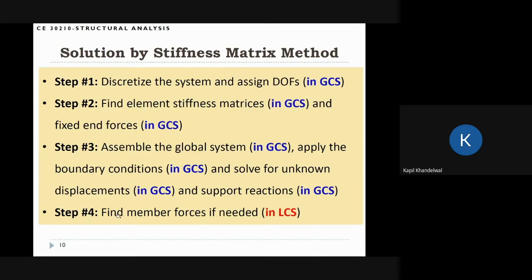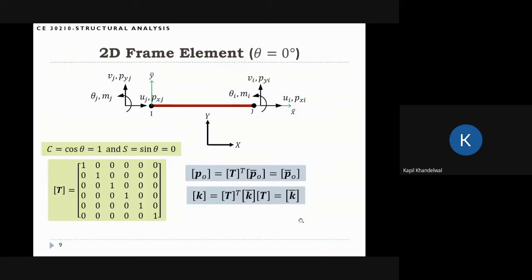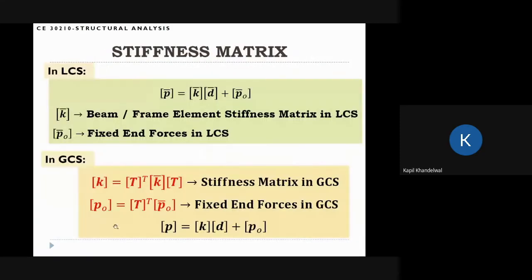The important thing here is that when we are trying to find the member forces after solving the system, we want to find the member forces in the local coordinate system. We don't want to find the member forces in the global coordinate system. So if I go back, I can either do this calculation for member forces, or I can do this calculation. What we want to do is in the LCS, not in the GCS, just because in the LCS it makes more physical sense.